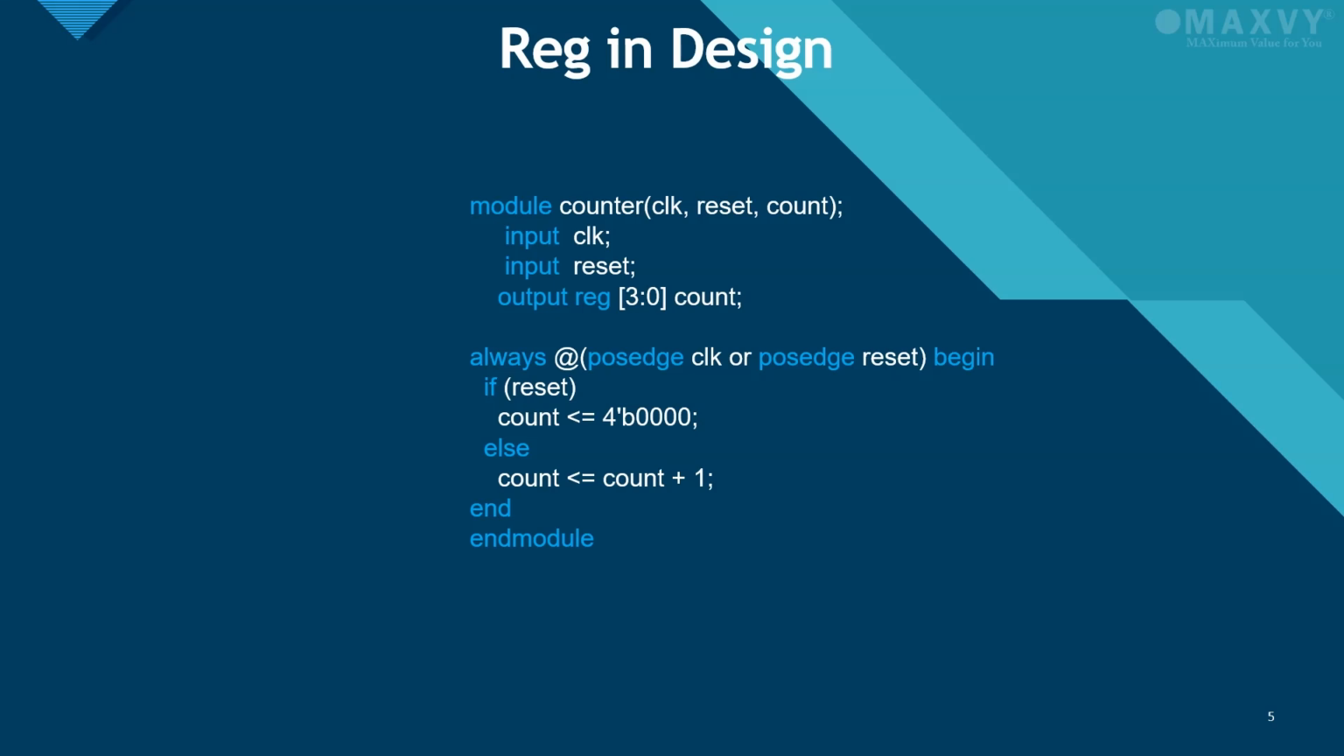In design, reg variables are used to store state information and to implement sequential logic. Here we have a simple counter module. The count variable is declared as reg because it needs to hold its value across the clock cycles. In the always block, which triggers on the positive edge of clock or reset, we check if reset is high. If it is, we set count to 0. Otherwise, we increment count by 1. This demonstrates how reg variables are essential for creating state machines and other sequential circuits.